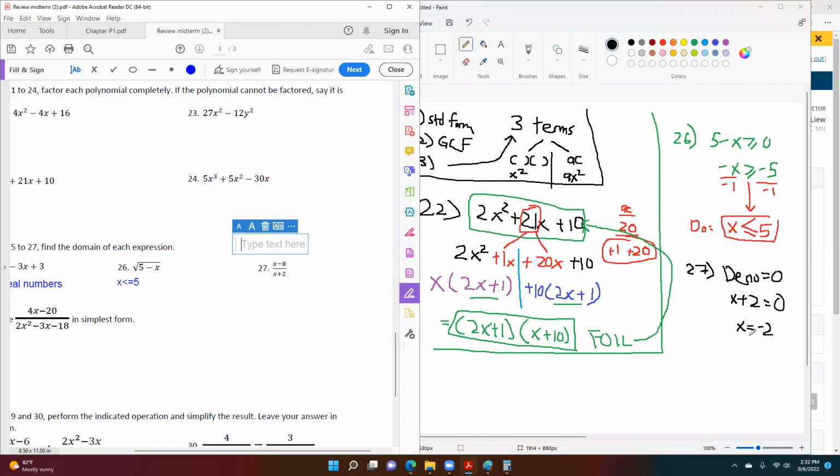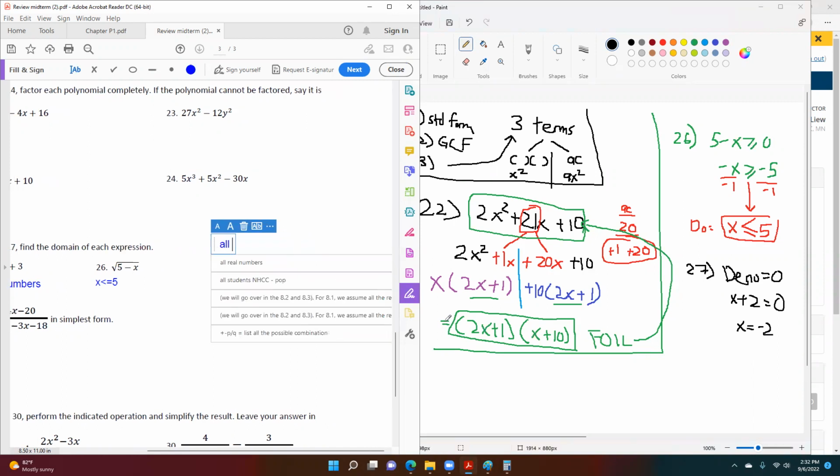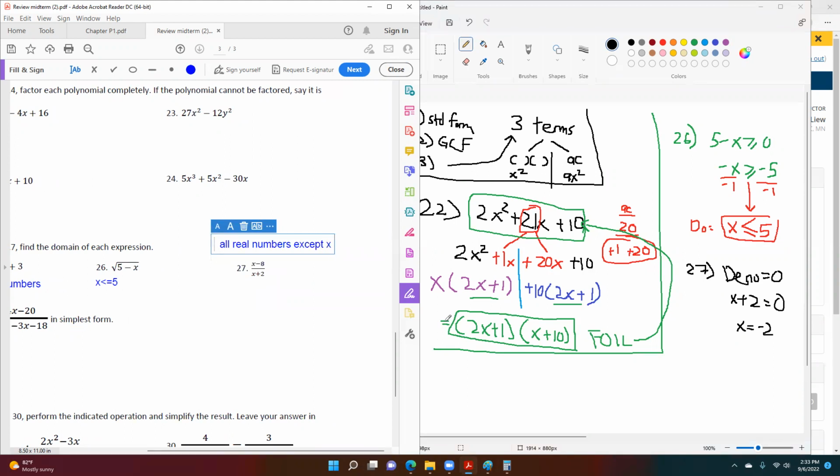So can someone tell me what is the domain for this question 27? Can you just type x equals -2? No, all real numbers except x equals -2. Yes. All real numbers except x equals -2. You guys all right?